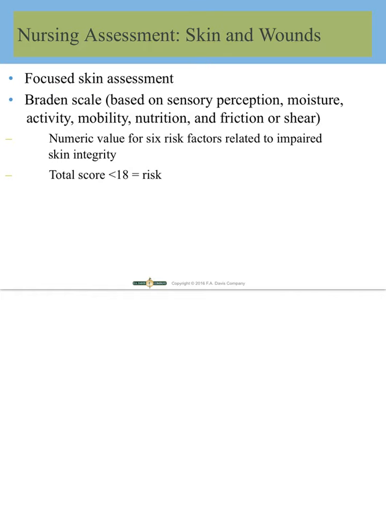A score of 18 or less for hospitalized patients indicates risk. Intervention should be based on the individual risk factors as well as the total score. You should use this scale to assess the patient on admission to the facility and again in 48 to 72 hours.